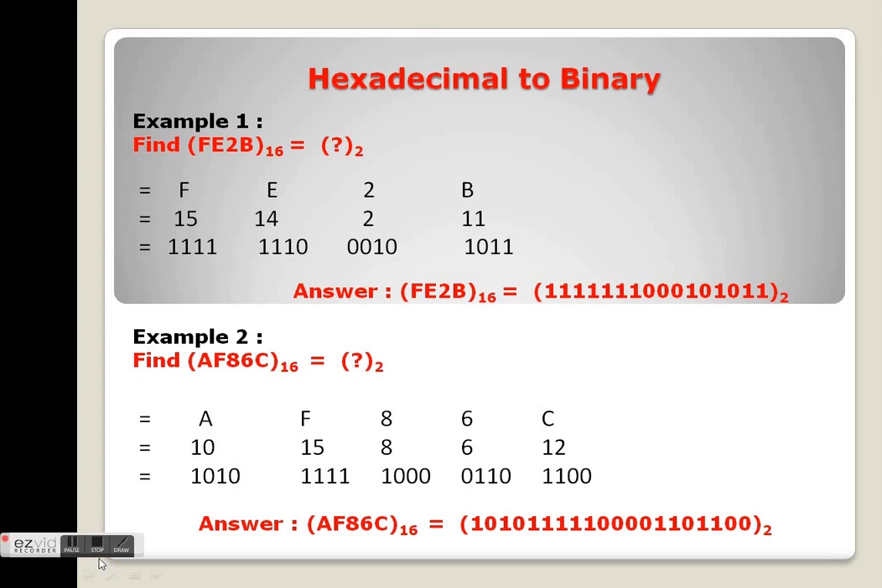In this case, the number is AF86C. Students, the decimal equivalent of C is 12, the decimal equivalent of F is 15, and the decimal equivalent of A is 10. Now we will change this into binary, and we know that the binary of 12 is 1100, the binary of 6 is 0110, the binary of 8 is 1000, the binary of 15 is 1111, and the binary of A is 1010. Finally, we will combine all these values to find our final result.